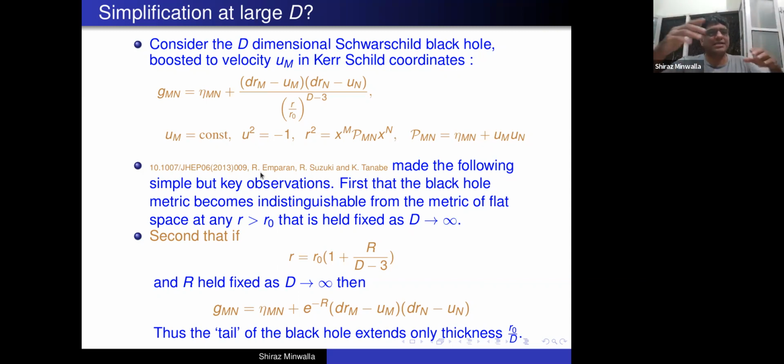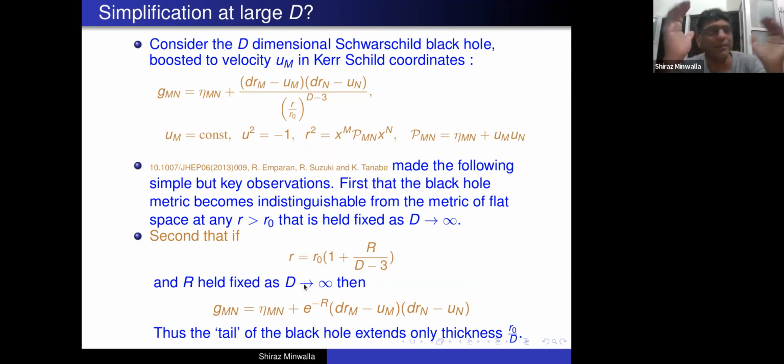This reflects the fact that Newton's law falls off very rapidly in a large number of dimensions. The second observation they made was this: instead of holding r by r naught fixed as we take d to infinity, we let r equal r naught times 1 plus capital R divided by d minus 3. Therefore we let r by r naught be 1 up to a deviation which is R divided by d minus 3, so R divided by d, roughly speaking. Okay, and then we take the limit d goes to infinity.